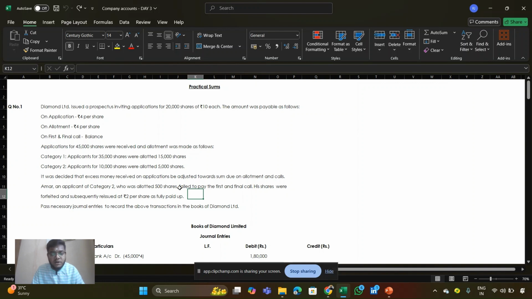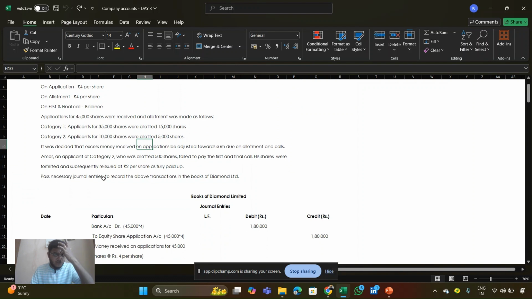What they have said: he failed to pay the first and final call. His shares were forfeited and subsequently reissued at rupees 2 per share. So here also there is no partial reissue. All the shares are forfeited. Whatever he did pay, the shares were forfeited and they were subsequently reissued. Okay. So subsequently reissued means whatever shares have been forfeited, everything has been reissued. There is no partial reissue. So there is no gain and there is no capital reserve entry. First you have to fix that. Okay. Then we'll move on to the solution.